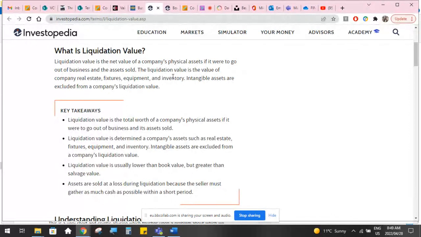So the liquidation value is the value of the company's real estate, land and buildings, fixtures, equipment, inventory, etc. And in this particular valuation, we exclude intangible assets. There might be some exceptions. I mean, if you've got an intangible asset that is perfectly saleable, that would be included. But again, intangible assets are always a gray area. But if you were ever to get a question, they would tell you exactly what to do with intangible assets.